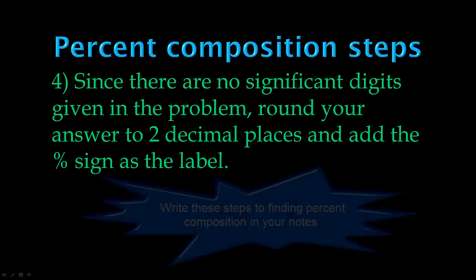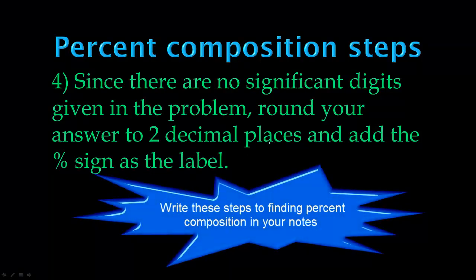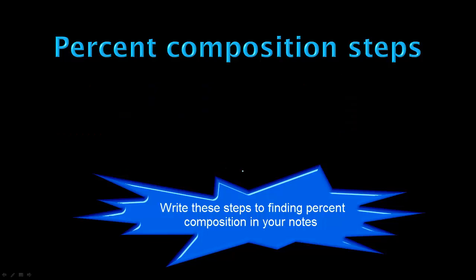Last step is, since there are no significant digits given in the problem, we're going to round our answer to 2 decimal places and add the percent sign as the label.